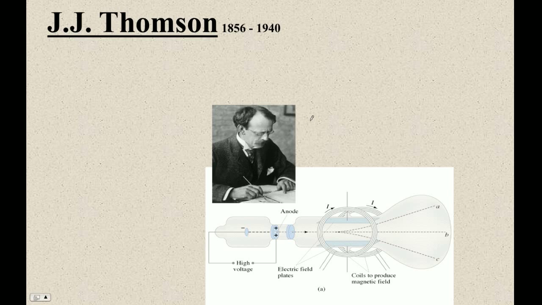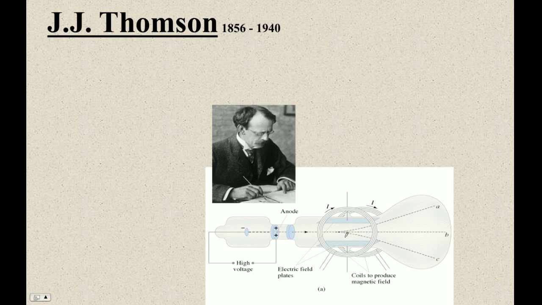Picture of J.J. Thomson, credited with the discovery of the electron, and his model of the atom reflects that he discovered electrons. This is a picture of the apparatus that he used to discover the electron, and basically what he did was there's an electric field here, right?